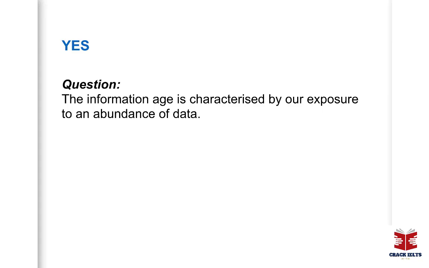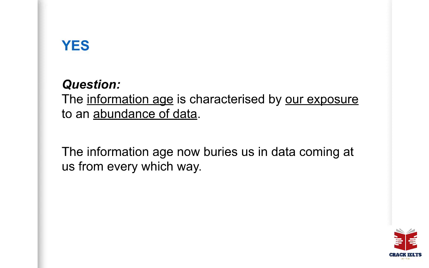The information is characterized by our exposure to an abundance of data. The first thing that we need to do is to underline keywords. Information is abundance of data, maybe our exposure. Then we go to the passage. The information is now varies in data coming from every which way. That is easy. We underline keywords.